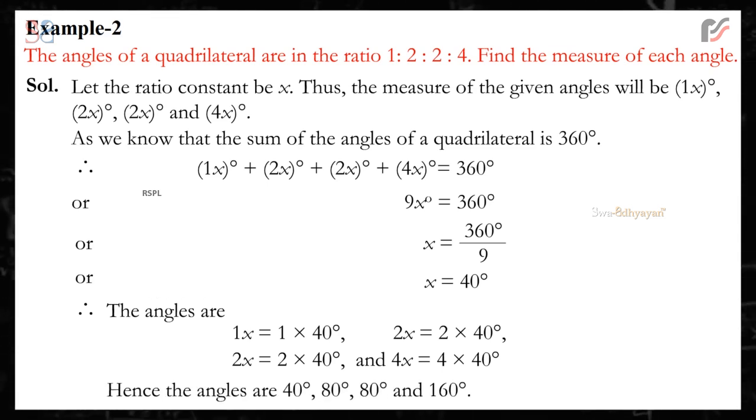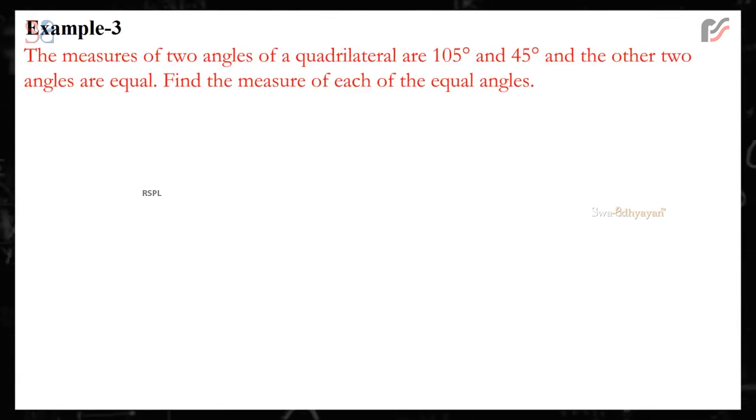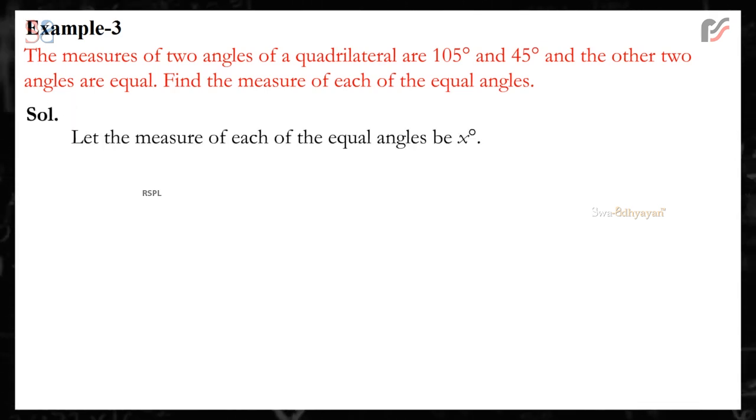Hence, the angles are 40°, 80°, 80°, and 160°. Example 3. The measures of two angles of a quadrilateral are 105° and 45°, and the other two angles are equal. Find the measure of each of the equal angles. Solution. Let the measure of each of the equal angles be x°.